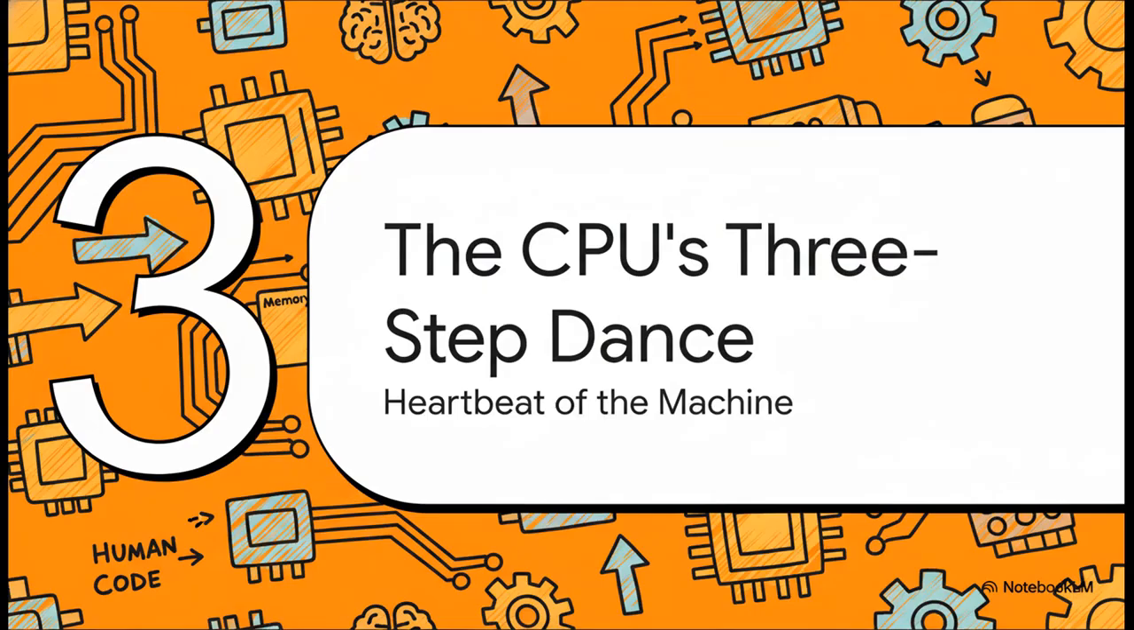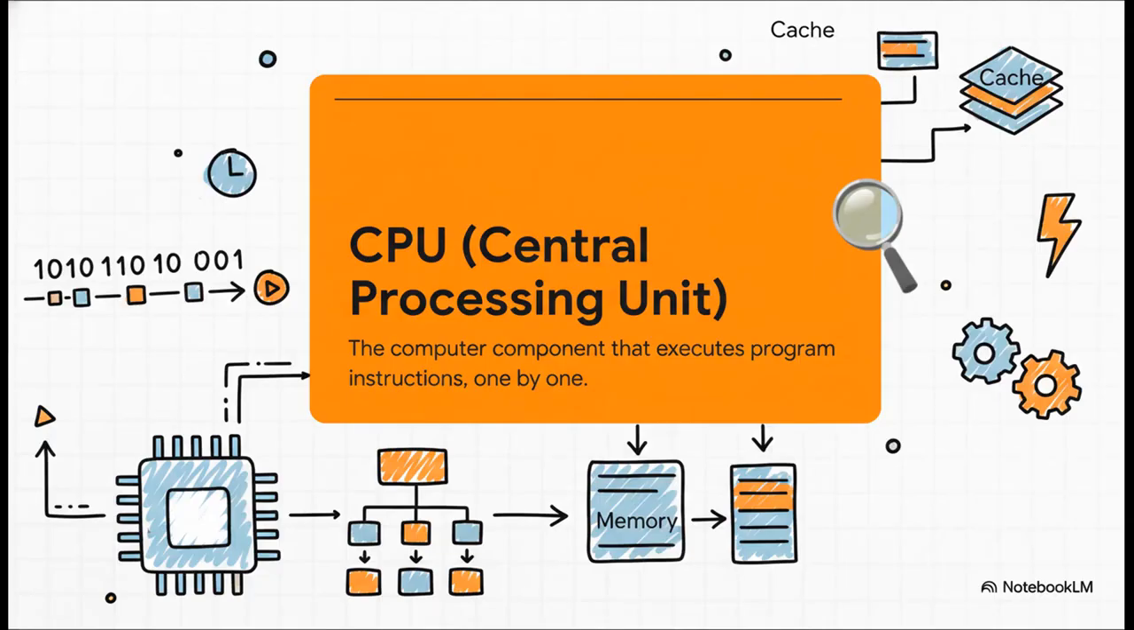And now we get to the star of the show. With all our translated instructions loaded up and ready in RAM, it's time for the CPU to do its thing. And it does this with a simple, relentless 3-step dance. The CPU, the Central Processing Unit. I mean, this is the engine of your computer. It's the brain. Every single thing you see happen on your screen is the direct result of this one little component executing huge lists of instructions, one after another, at an incredible speed.